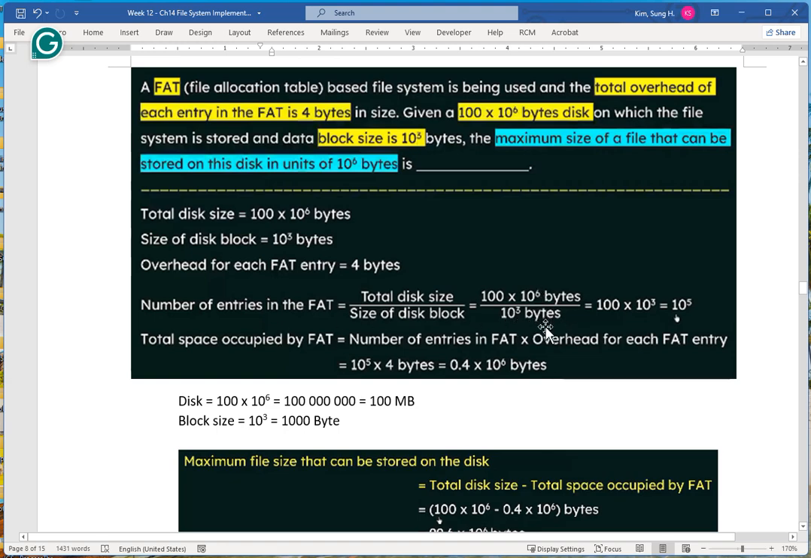So it'll tell you how many blocks you got, and so this could be the smallest number of files you could have. So the total space occupied by the table is how many ever files or blocks it is, times the overhead for each block or file in the table. If you multiply the two, you get 0.4 times 10 to the megabytes. So that's how much the total space is occupied by the FAT.